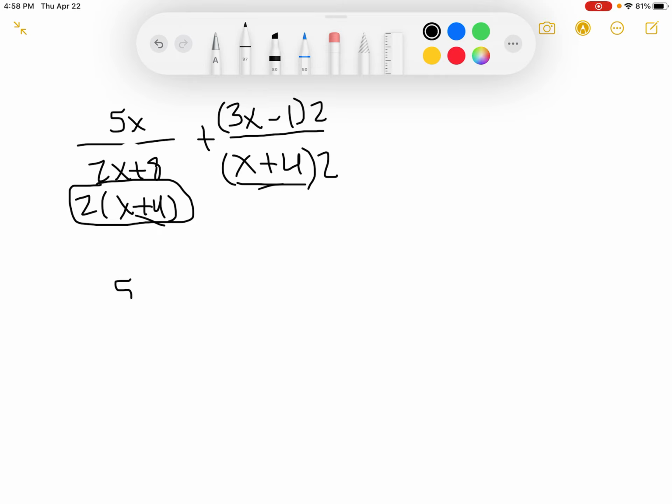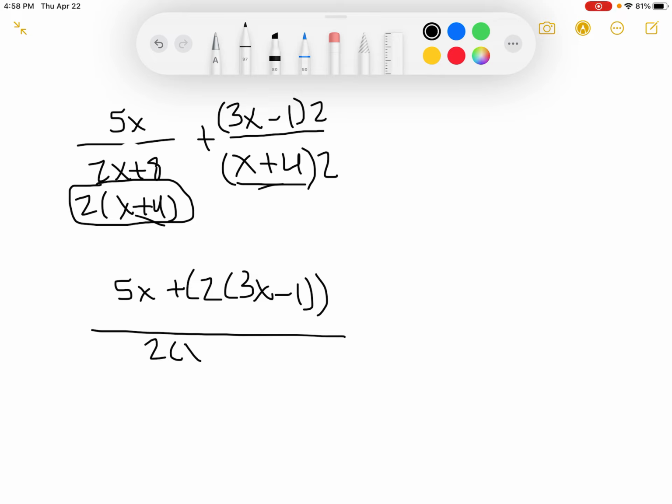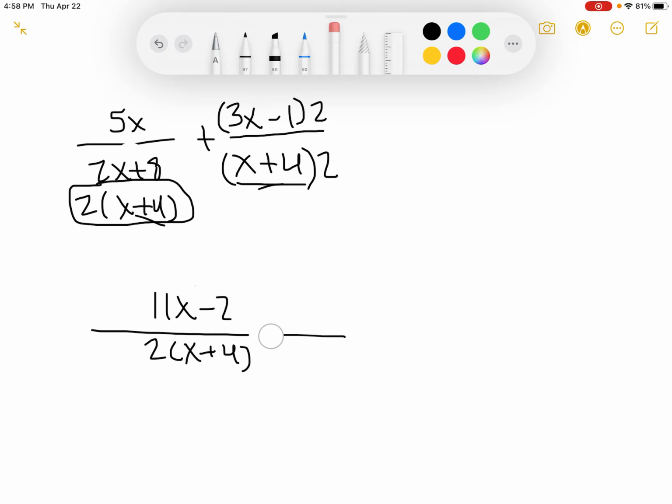Now we can just write 5x plus 2 times 3x minus 1. That's our numerator. Let's put this all in parentheses. And then on the bottom we have just what our common denominator was. Now we need to simplify by distributing, and then you would get 6x minus 2. You combine like terms, and then you get 11x minus 2. That is all you can do to simplify. So that's how we got this answer.